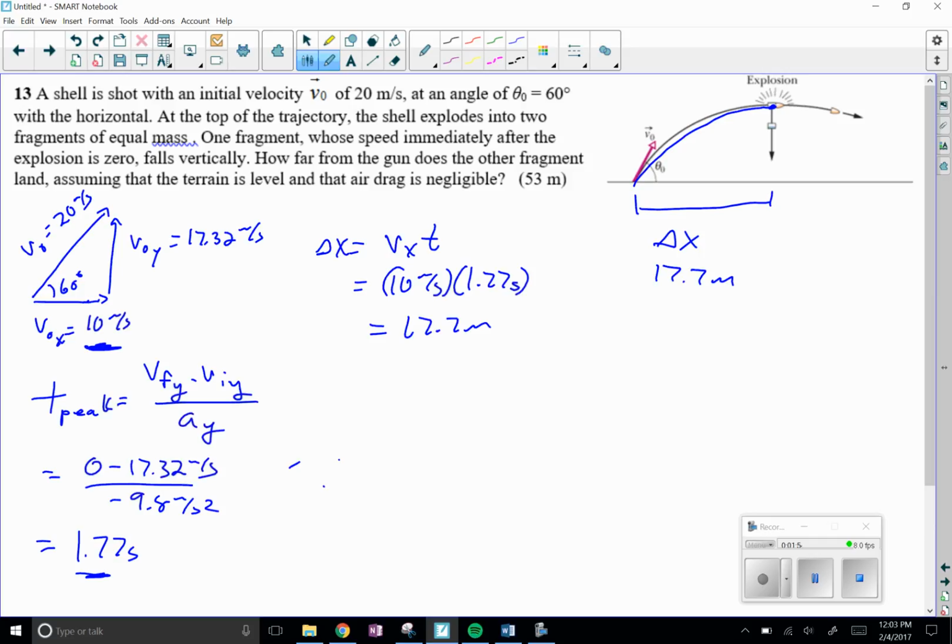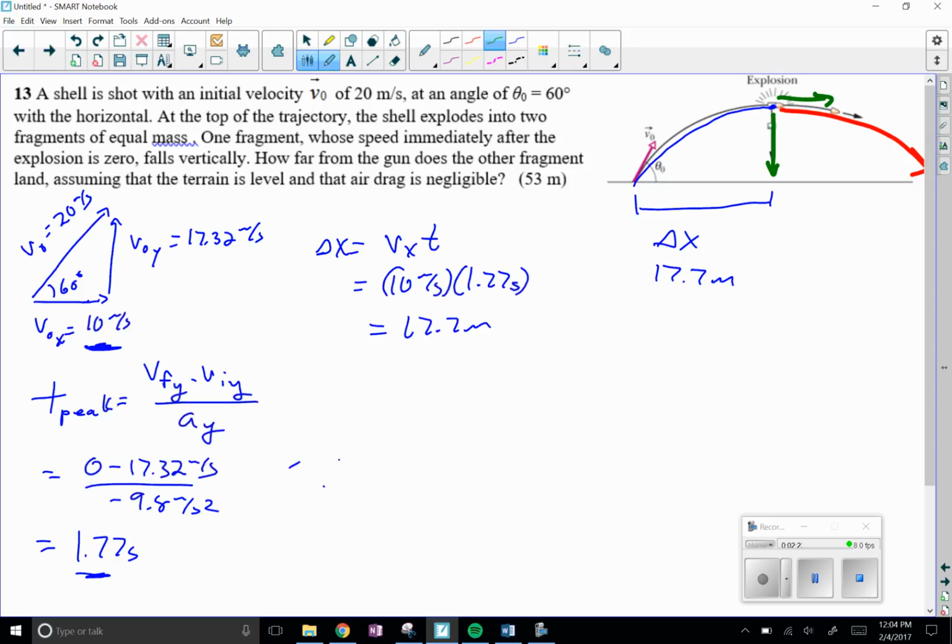Okay? Now, the next thing we need to do is deal with this second chunk. So what it tells us is that the shell splits in half, and one chunk of the shell just falls straight down, and the other chunk of the shell is going to get pushed forward. So in class, at least this year that I'm recording this, I did this problem, and I did kind of a hand-wavy explanation.